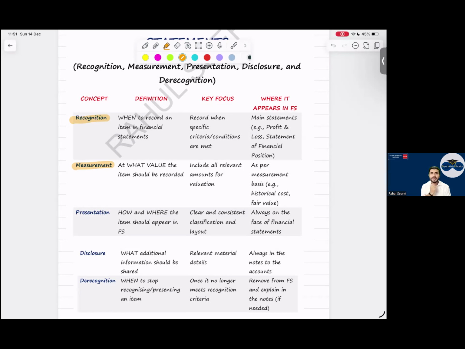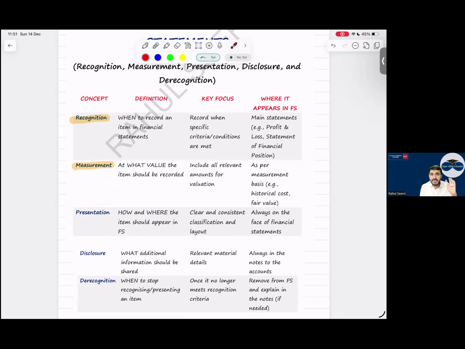What are the points you have to remember, sir? What is the type of question that comes from the conceptual framework? You'll get to know. Yes, this is done. Now, recognition, sir. Whether we should recognize it or not. Measurement, sir. At what value we should recognize? Presentation: how, where, whether in P&L, balance sheet, OCI, etc. Disclosure, additional information. De-recognition, whether we should remove or not.